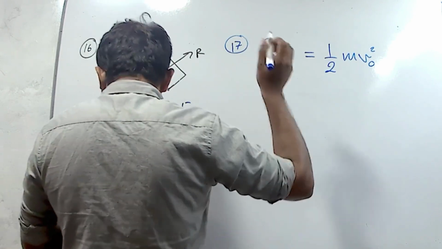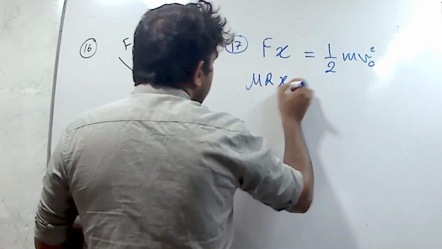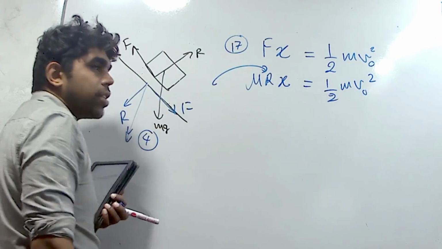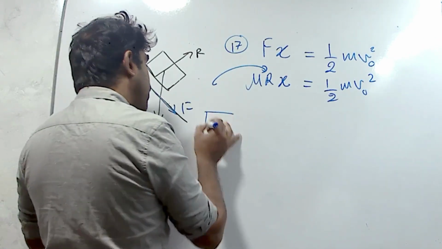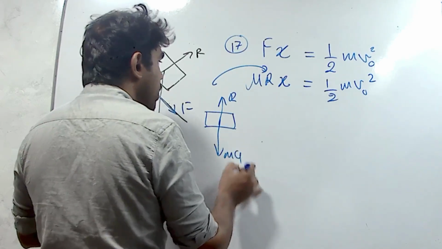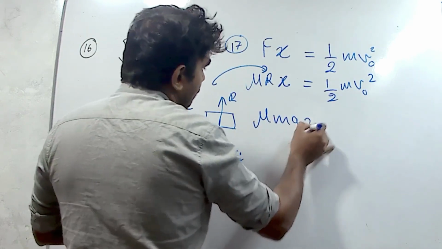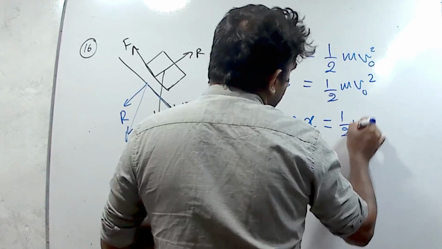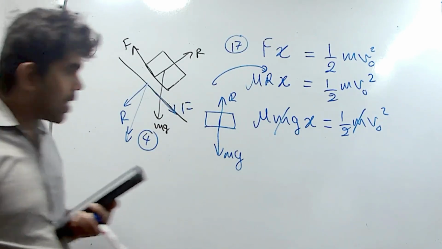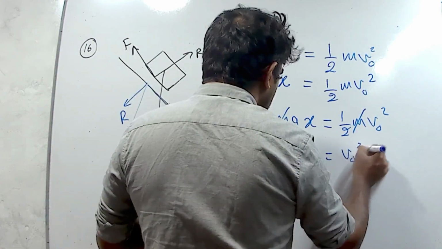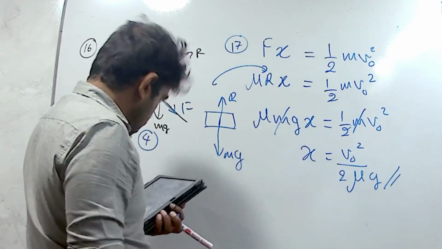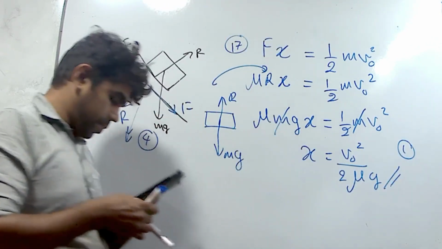We can substitute frictional force mu R, so mu R x equals half m v naught square. We can substitute R, the reaction. We know that when the object is moving on a horizontal surface, reaction equals mg. Then mu m g x equals half m v naught square. We can cancel out m and m. Then we can get x as v naught square divided by 2 mu g. Then the answer is 1 for question number 17.